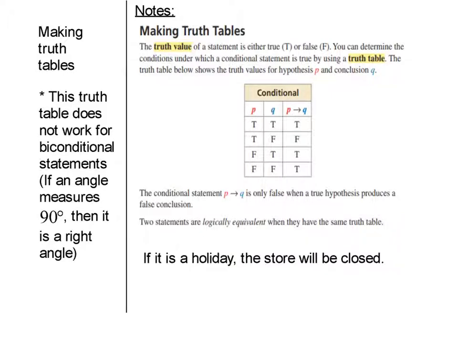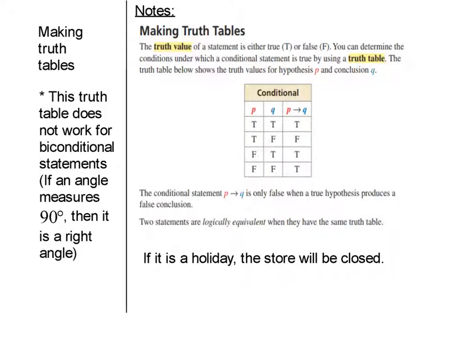If my hypothesis is true and my conclusion is false, then the conditional formed from the hypothesis and conclusion must be false. If my hypothesis is false, and this is a hard one, the third one is always the most difficult one. If my hypothesis is false, but my conclusion is true, the conditional is still true, and we'll talk about that. And if both of them are false, that means that the conditional is true. So we'll look at that. Those last two are a little bit more difficult to try and comprehend.